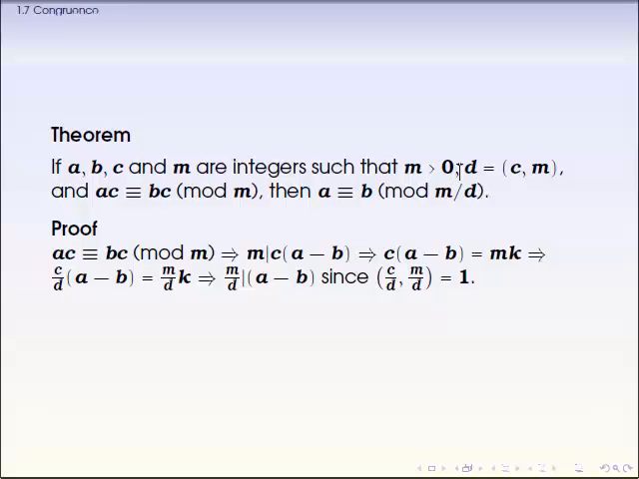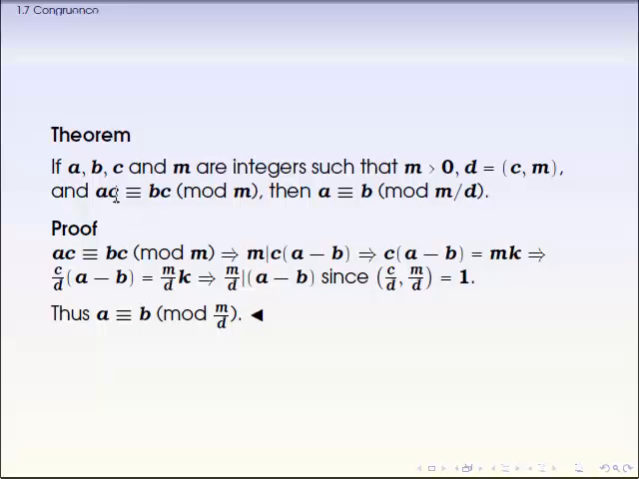Okay? But since d is the greatest common divisor of c and m, the greatest common divisor of c over d and m over d is actually 1, which means between these two integers c over d and m over d, there is no common divisor except 1. So if m over d is a divisor of this whole number, which is the product of c over d and (a minus b), then m over d must be a divisor of a minus b, because there is no common divisor between these two. Okay, so we can say m over d is a divisor of a minus b because of that condition, which means, yes, by the definition, a is congruent to b modulo m over d.